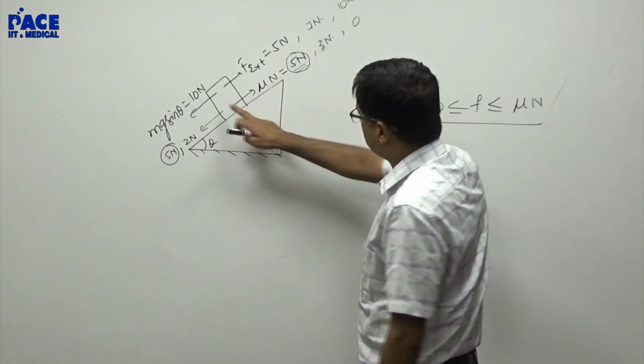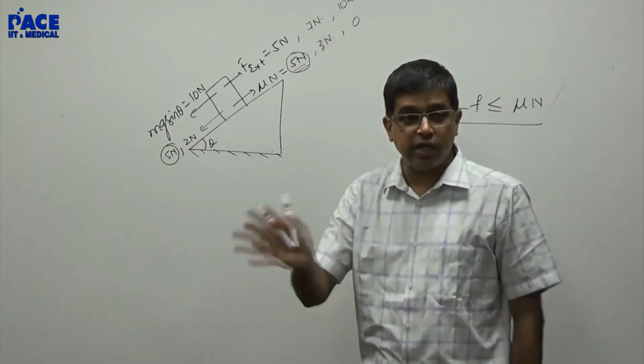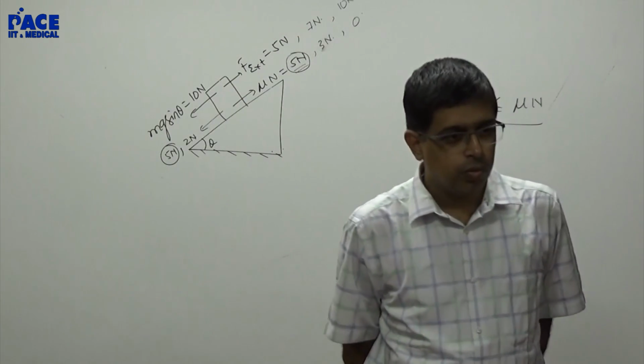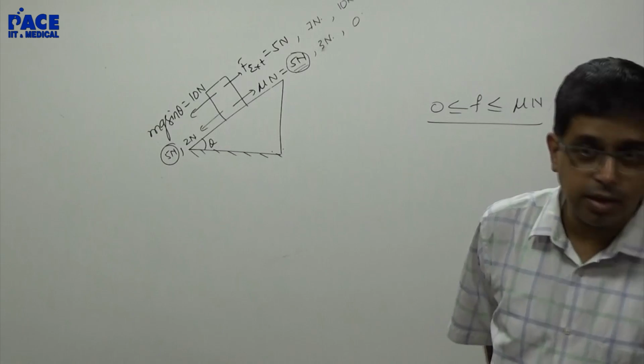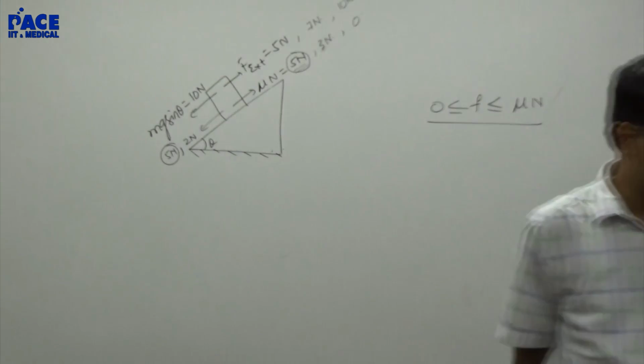5 से 15 तक this block will be at rest. Friction will keep adjusting its value, right? Sure, take it down and again explain.